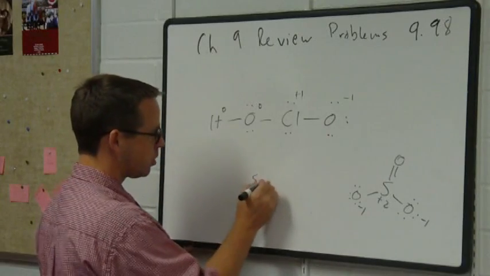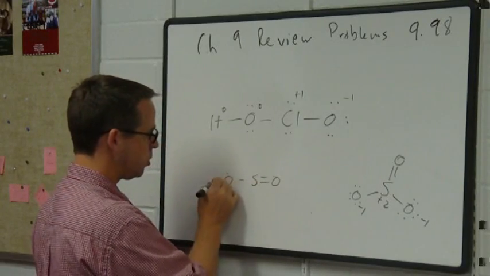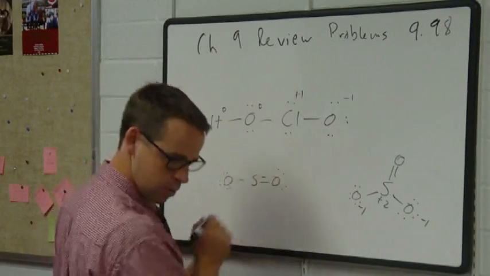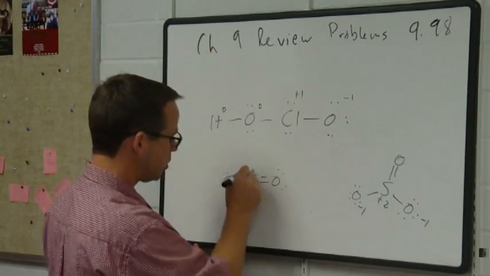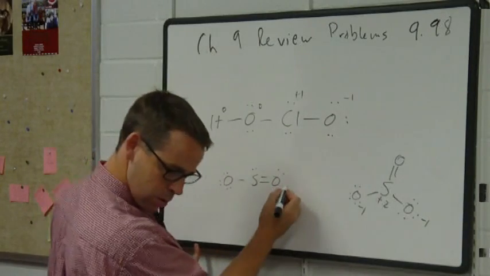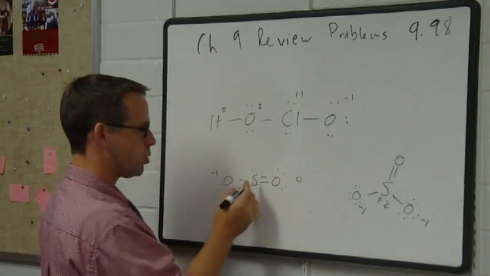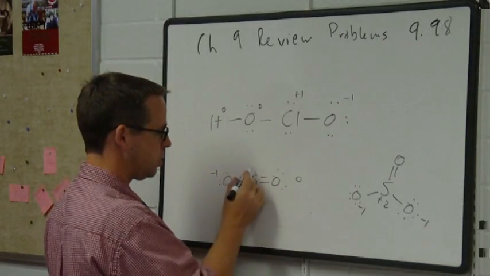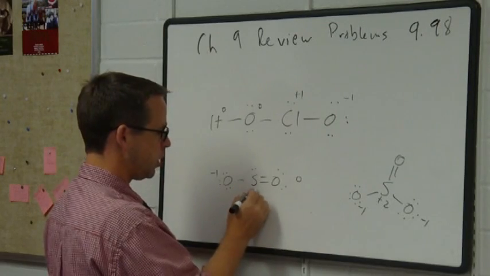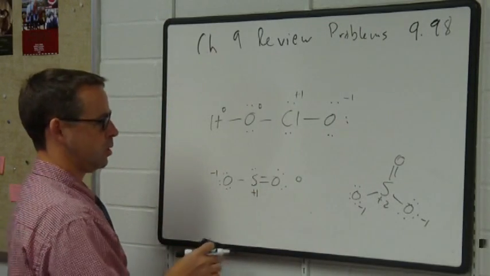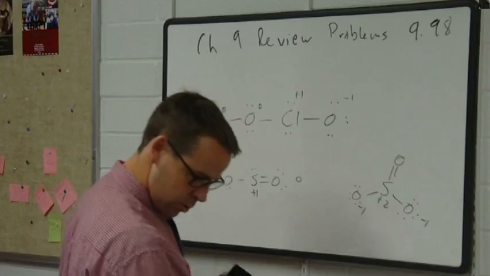SO2. 1, 2, 3, 4, 5, 6, 1, 2, 3, 4, 1, 2. So oxygen here has a 0. Oxygen here has a -1. Sulfur here brought 6, has 1, 2, 3, 4, 5, so it has a +1. All right, those are the formal charges on those.